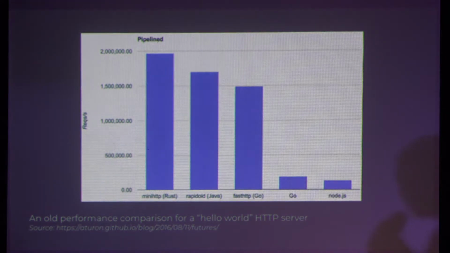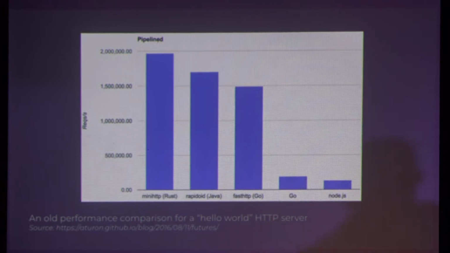This is actually an old performance comparison, and I'm not going to get into the context of it, because there's a context on when this comparison was made. The important part here is to have an idea of the level of performance that we're talking about. This is a Hello World HTTP server for different languages: Rust, Java, two for Golang, and then Node.js. For Rust, it can handle 2 million requests per second. Obviously, there are flaws with doing benchmarks like this, but you get the idea.